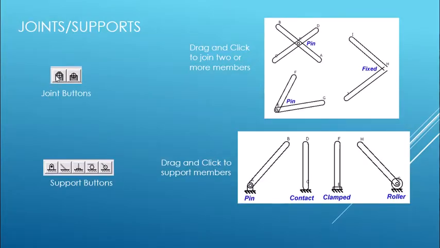There are two kinds of joint buttons. One is a pin joint and the other one is a clamp joint. So here we have two members overlapped, and we can insert a pin joint here or a pin joint here, or you can use the clamp or fixed joint to make various shapes. There are 5 kinds of supports: pin support, contact support, clamp support, and 2 kinds of roller supports.